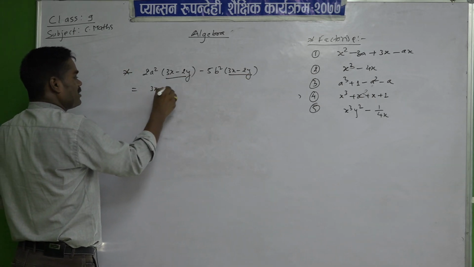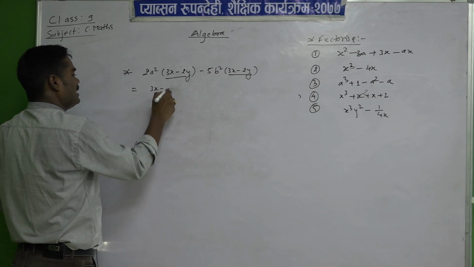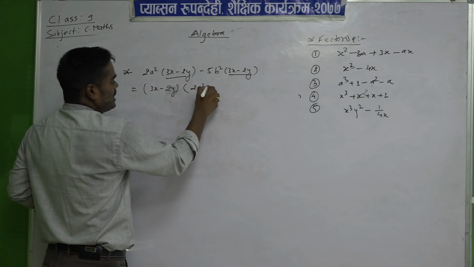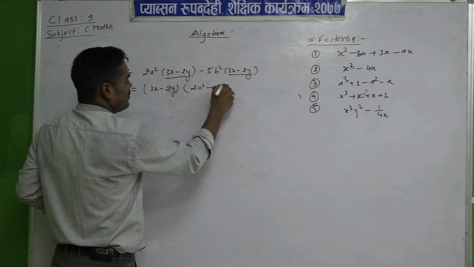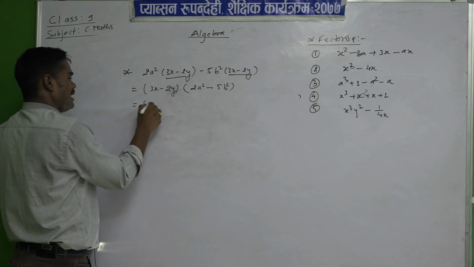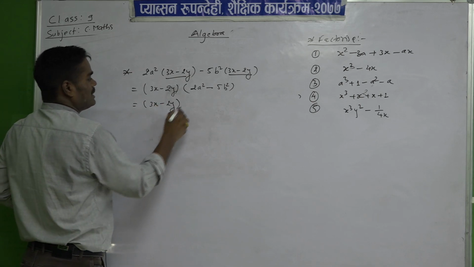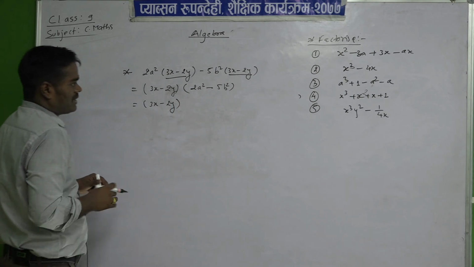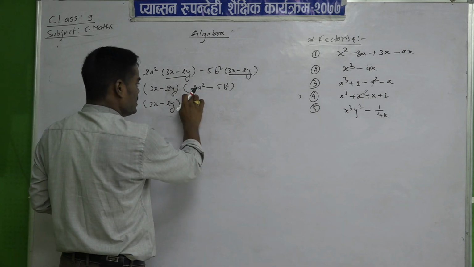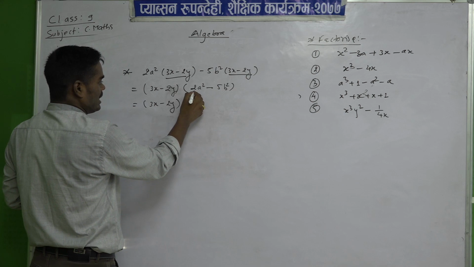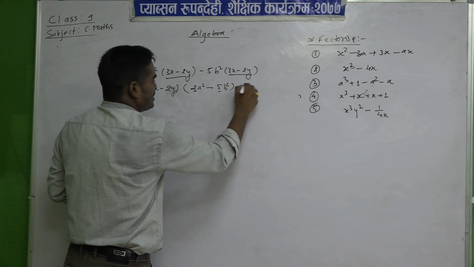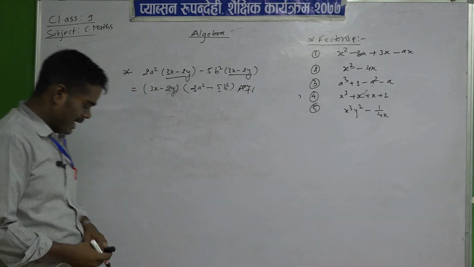So take the common factor 3x minus 2y, and what is left here? 2a square and 5b square. We cannot factorize this further, so write it as it is. Can you factorize further? Is there anything common? Nothing is common. Here a square, 2 is here, minus 5b square. We cannot write 2 in a square form and 5 also in a square form. So this is the answer.